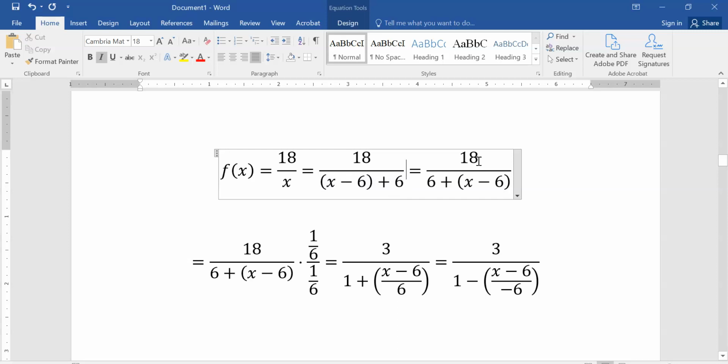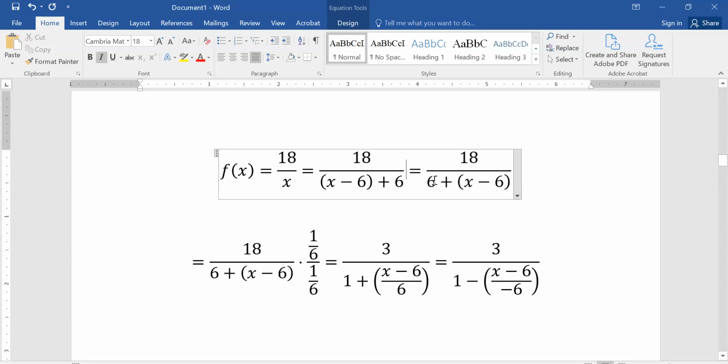Now I'm going to write this as close to a over 1 minus r as I can. Right now, it's going to be 18 over 6 plus x minus 6. Since I know that the r is going to involve this x minus 6, I'm going to put it in the back part of the denominator. So that's our first thing. Center it at 6. That's how we do that.